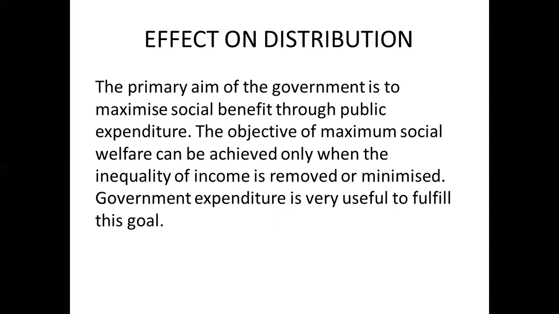The government is trying its best to bridge this gap by levying more taxes on the richer section, so that the poorer section can benefit from the amount collected from the public. So this is how the distribution section of the economy is affected by public expenditure.